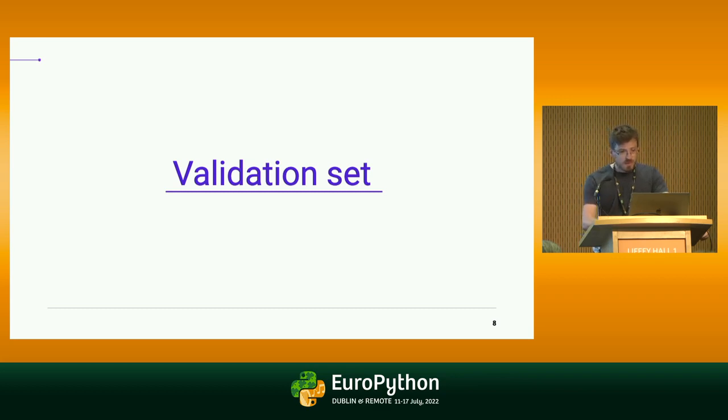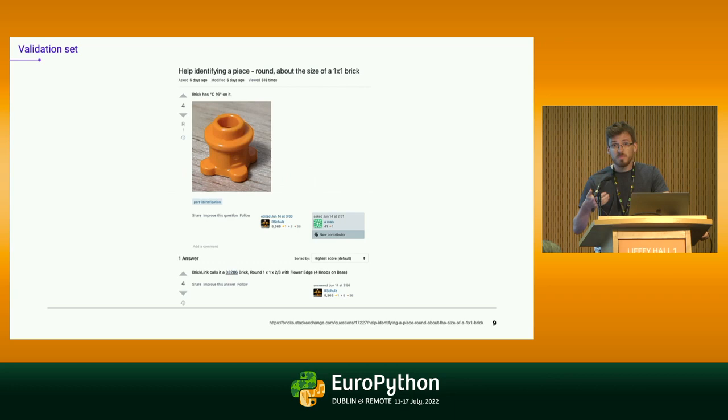Fortunately, the problem I set is not imaginary, and there are a lot of people searching the web for solutions. What is this piece? They ask online, there is even a Bricks Stack Exchange for this purpose. People ask, what the heck is this brick? And actually some people answer them that this is brick number 33286, brick round 1 by 1 with flower edge. So obviously we can scrape this site and get a really nice validation set. And I would advise not to do this. Why is that?